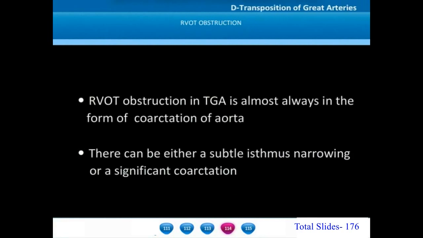So far we discussed the reasons for left ventricular outflow tract obstruction. Systemic outflow obstruction in TGA is almost always in the form of coarctation of aorta. This can either be due to a subtle isthmus narrowing or sometimes can be very severe with significant coarctation.